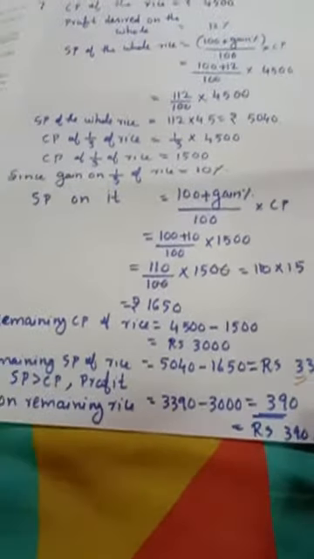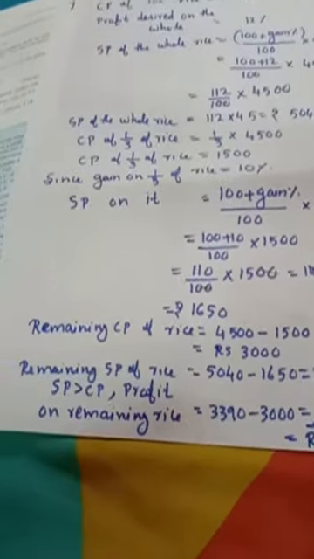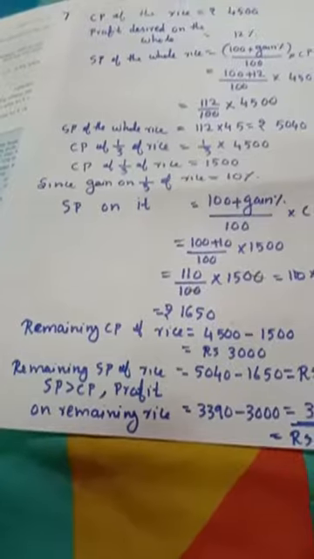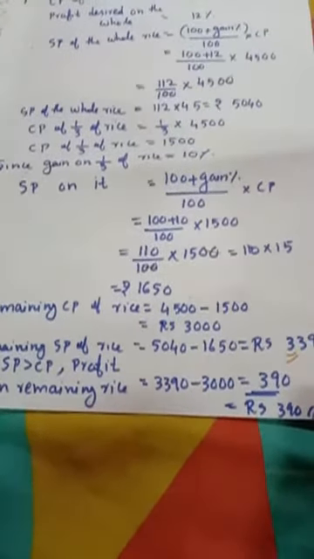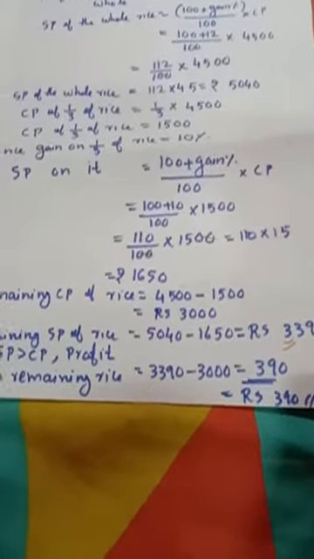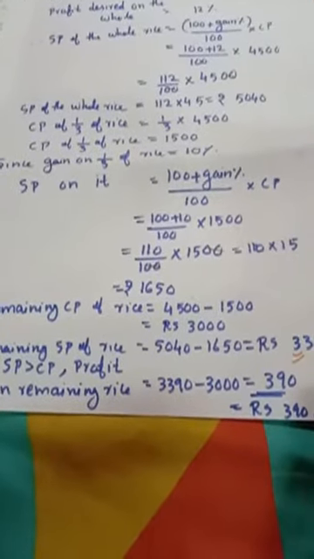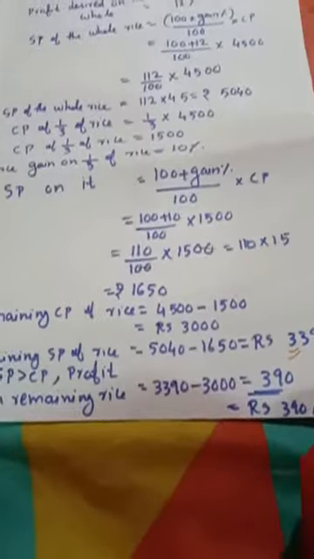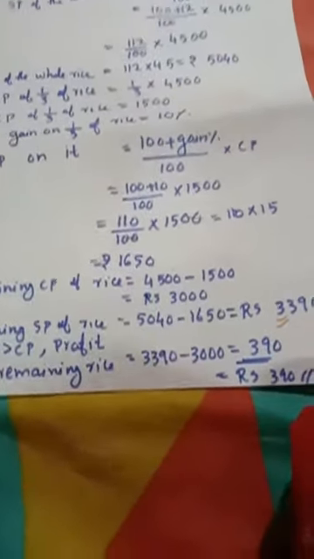How to find percentage? Here SP is greater than CP, you know, so profit. What is the profit? 3390 minus 3000 equal to 390. 390 is the profit. Now how to find profit percentage? Profit by CP into 100.